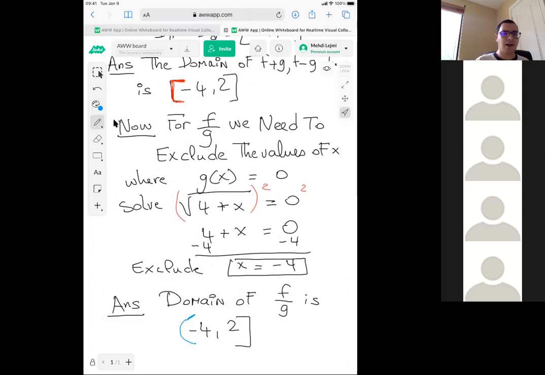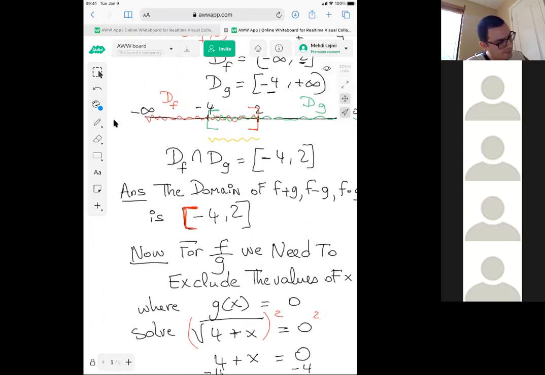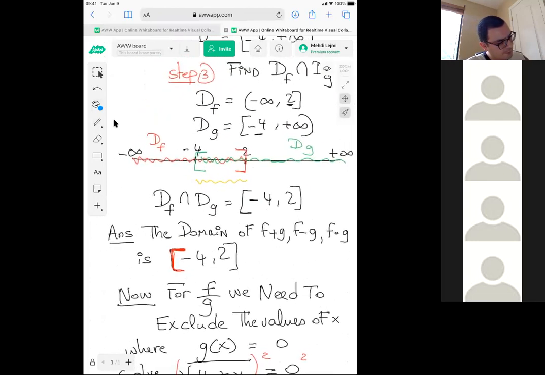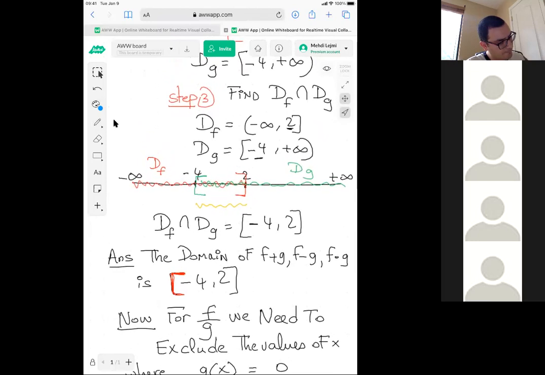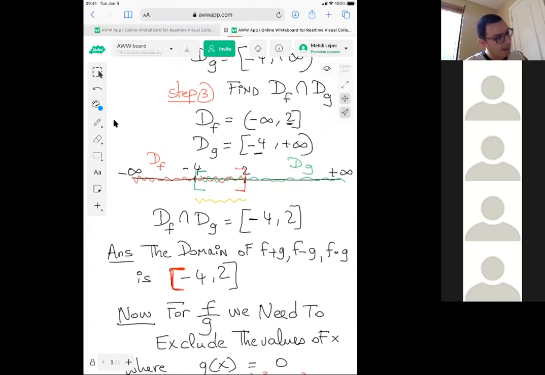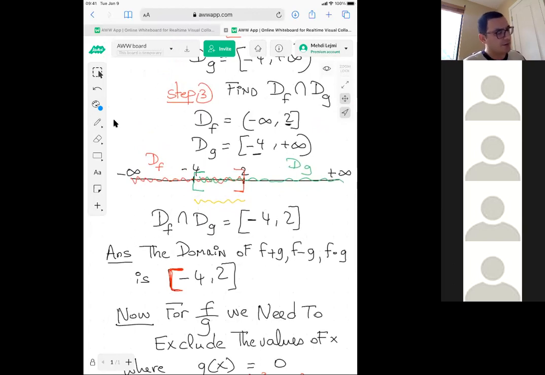Is there any question, guys? Yes. Could you go over the part where, right there, -4 to 2? Why is it included? D of g. I don't understand why -4 is included and the positive infinity is excluded.